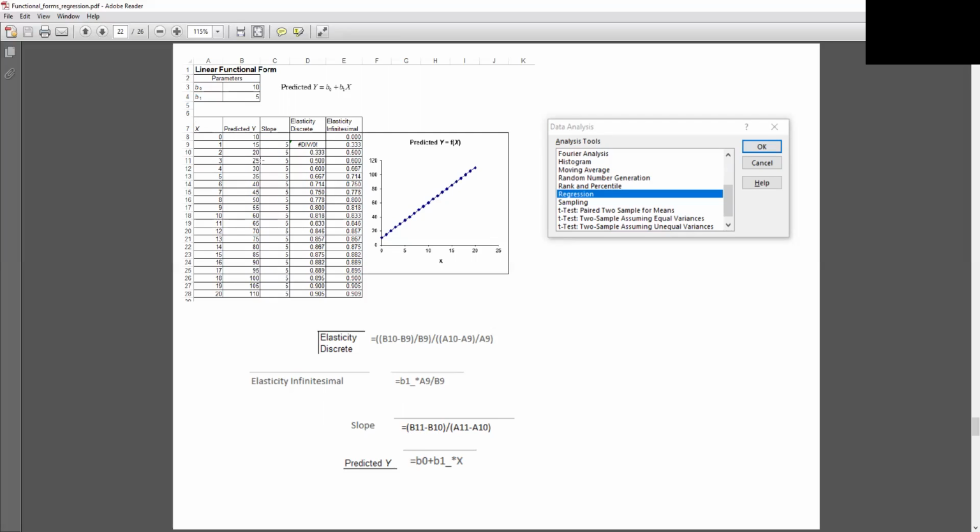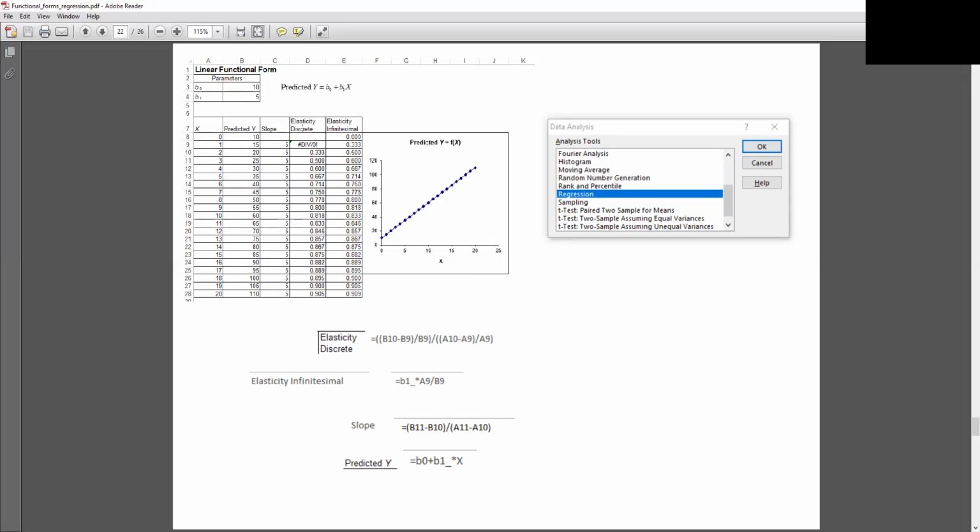So the slope you can obtain by additional change in Y divided by additional change in X. You see B11 minus B10 divided by A11 minus A10. So here we have B11 and B10, so 25 minus 20 divided by 3 minus 2. This is the slope. When you have a series of values, you can find the slope for every point, so there you can find the additional change in Y to additional change in X.